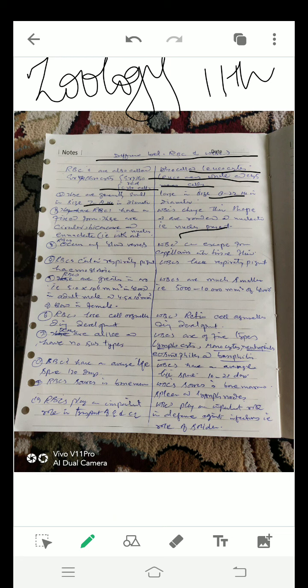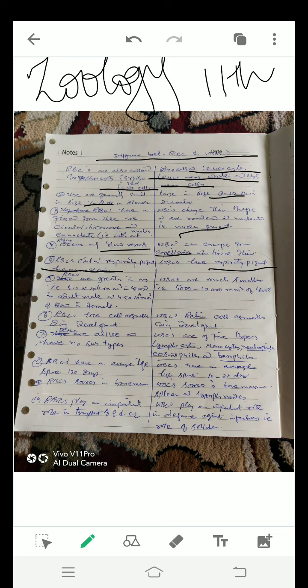Fourth difference, red blood cells occur only in blood vessels, but white blood cells can escape from capillaries into tissue fluid. Red blood cells contain respiratory pigment, that is hemoglobin, whereas white blood cells lack respiratory pigment.